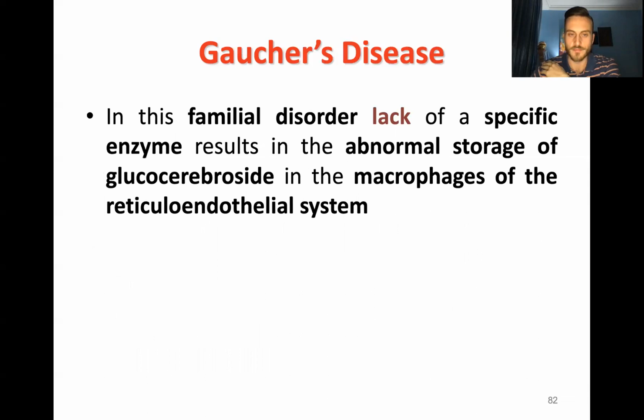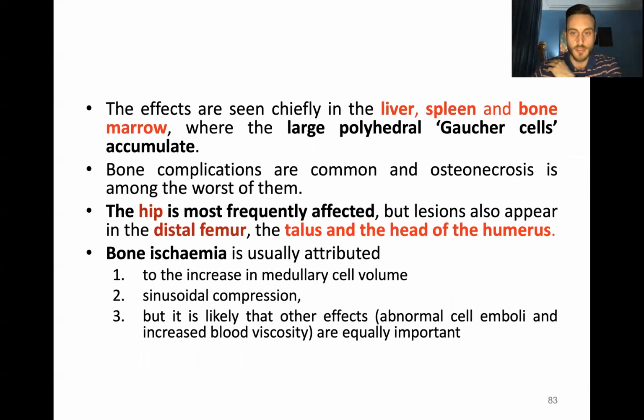Gaucher disease, familial disease, okay? It's lack of specific enzymes, abnormal storage of glucocerebroside in the macrophages. So this is Gaucher disease. Is it important for orthopedics? Yes. It affects the liver, the spleen, the bone marrow, okay? The problem is it will give you osteonecrosis, okay? In the hip, talus, distal femur, and the head of the humerus.